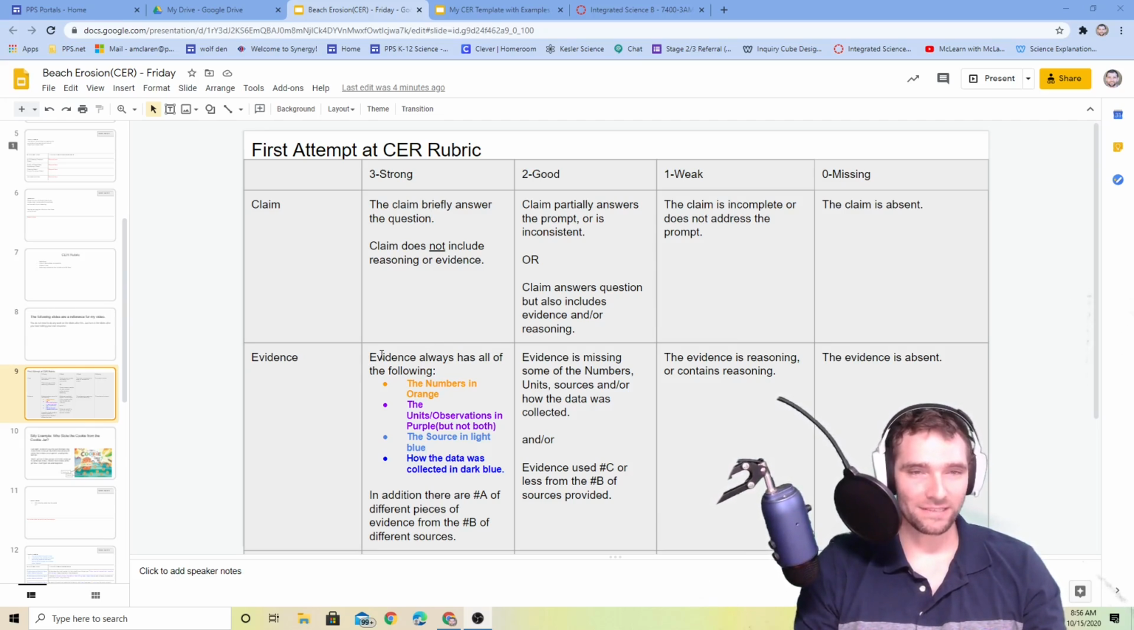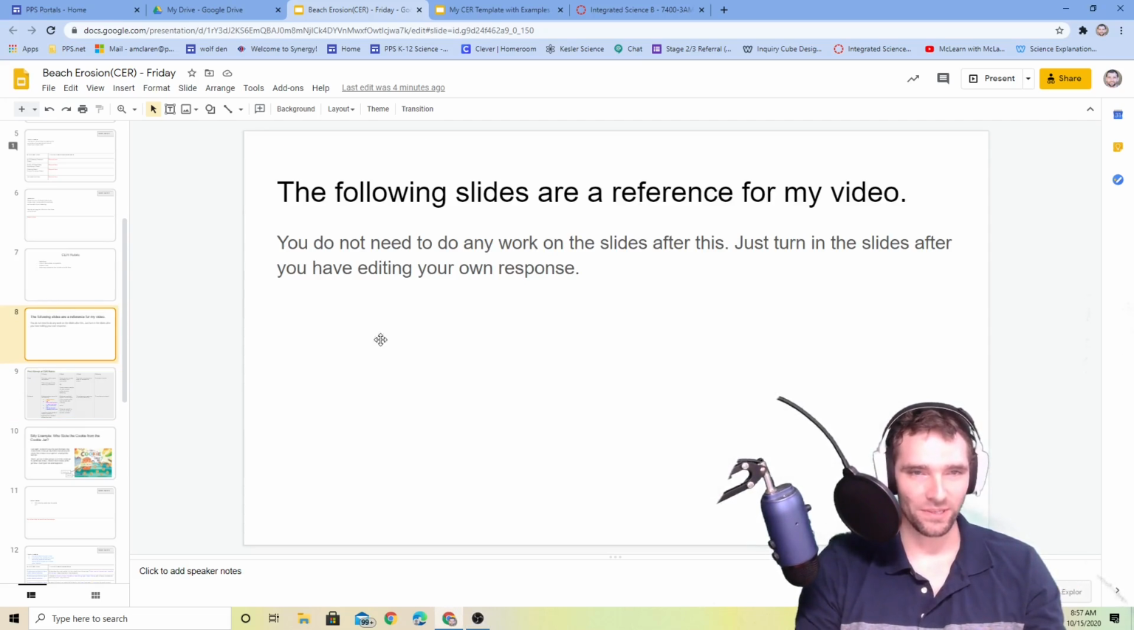Evidence, I've been having a hard time figuring out how to get students to include all of the components of evidence, and I've figured out color coding is the best way to do this. Not just me, I've been working with some other teachers.